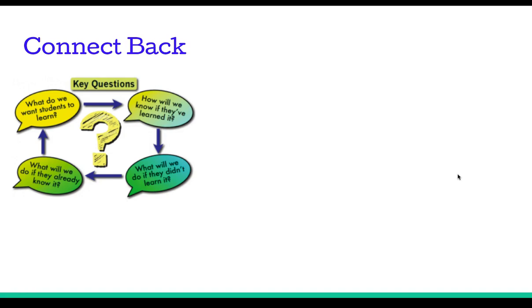So just to connect back, we've been utilizing the 4 essential questions of a professional learning community to guide our work. The first question is, what do we want students to learn or know and be able to do? We've been looking at that since January and started that process with prioritizing standards and going through the REAL process.